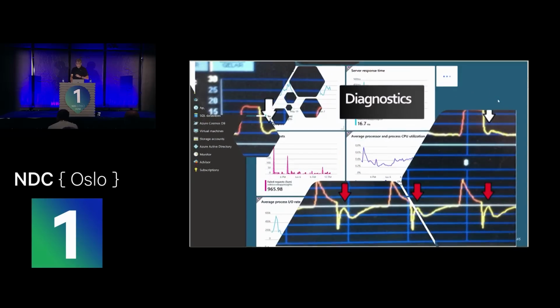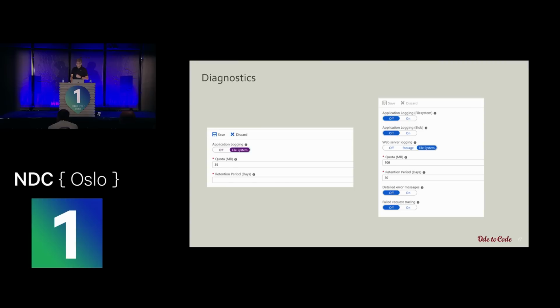So diagnostics, just a few quick words about diagnostics. All your app service deployments, you have the ability to turn on application logging and web server logging, and you can set retentions and quotas. And I'm not going to bore you with all that stuff because you can find dozens of tutorials on how to debug an app service. What I want to do is just call your attention to a few special things that I have found.